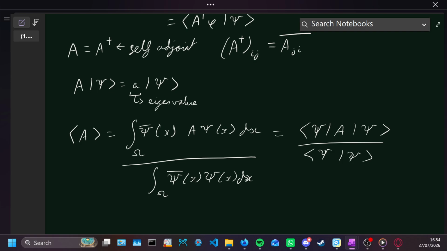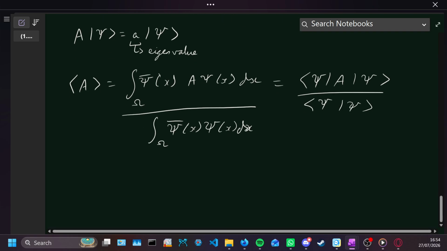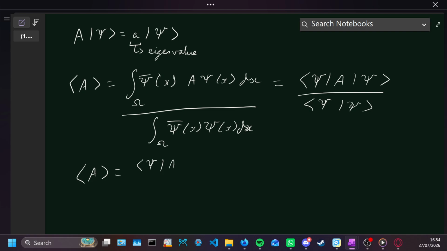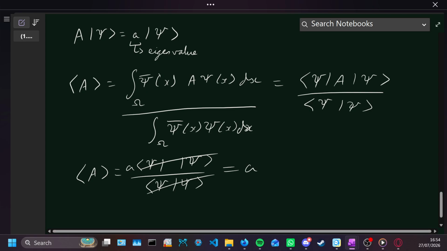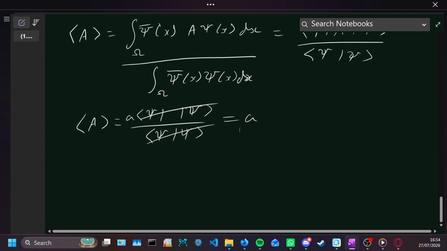But anyways, for the case of an eigenstate of A, the expected value of A is just going to end up being... and then A of psi was equal to little a psi, and I can bring this constant a outside, and then this numerator and denominator will cancel. So the expected value is just this.